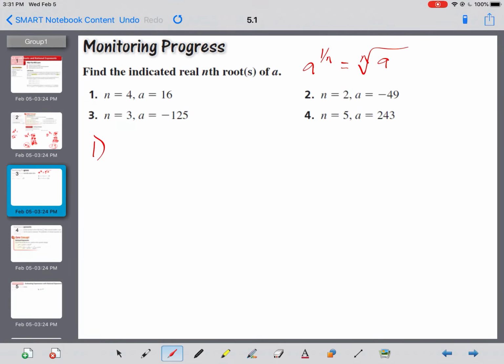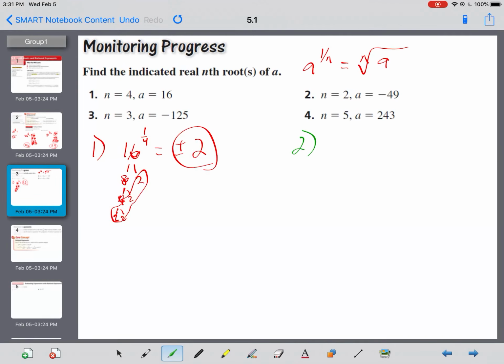Let's look at number 1. 16 is my base, and I'm going to do the 1/4. So I can break that into 8 times 2, and that's 4 times 2, and that's 2 times 2. Those are all broken, and I got 4 2s, so plus or minus 2. Even root, plus or minus.